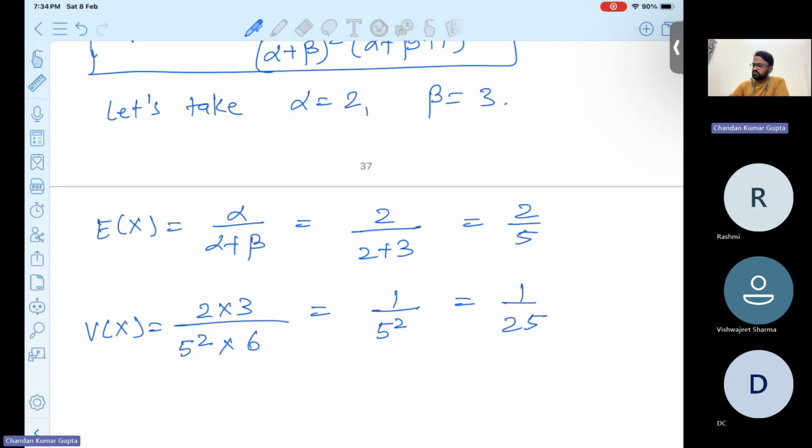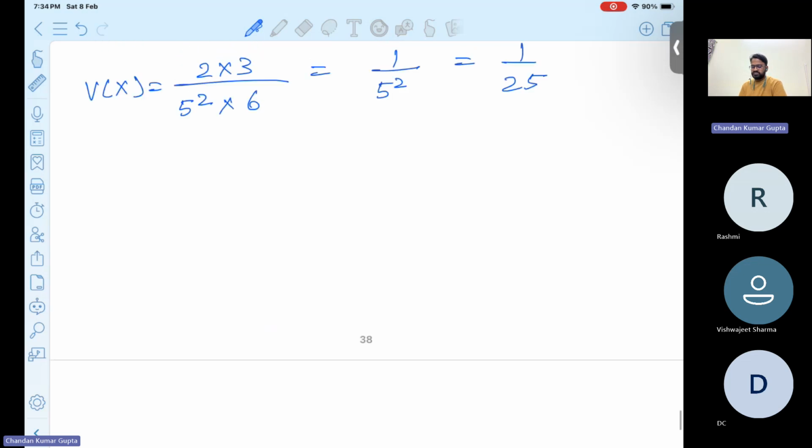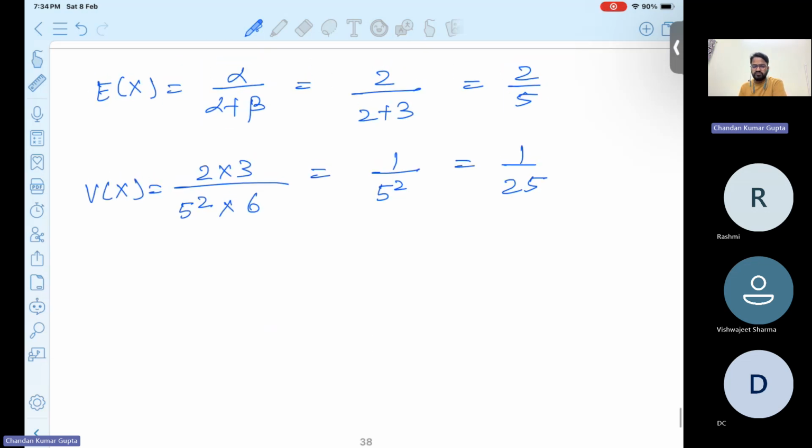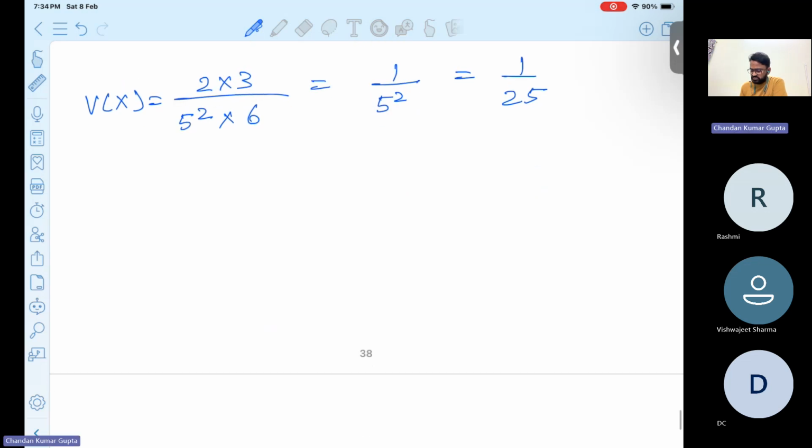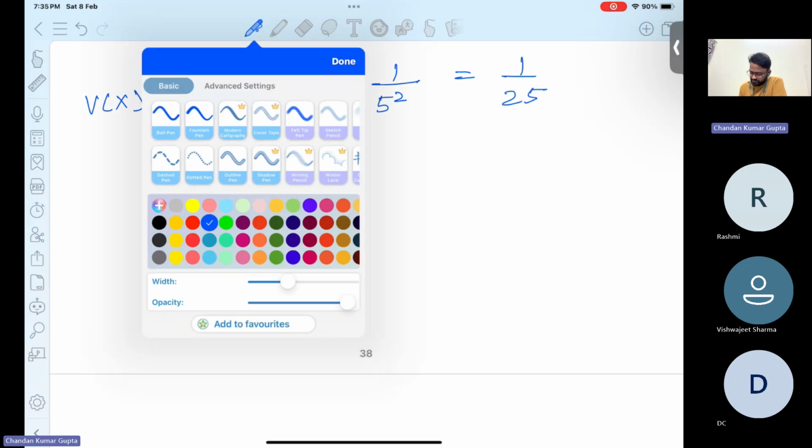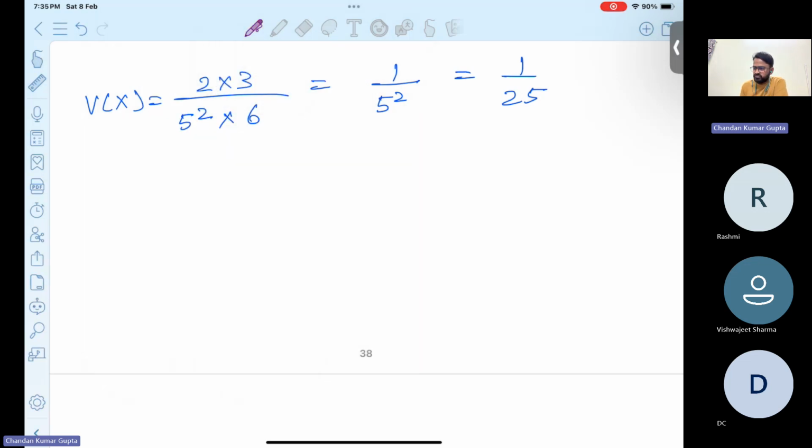Okay, so this is like moments and variance we have calculated. Now the next question is mainly based on Chebyshev's inequality. Okay, so we use different kinds of formula, right?